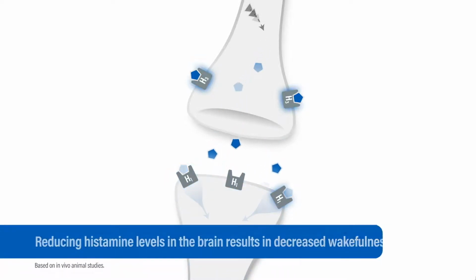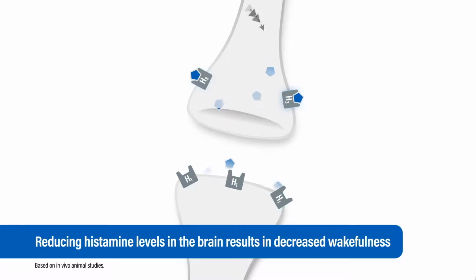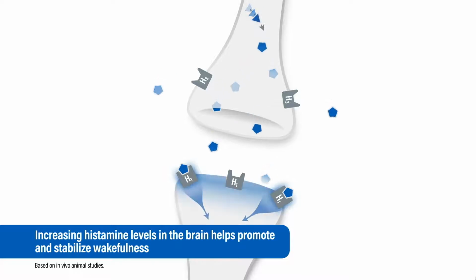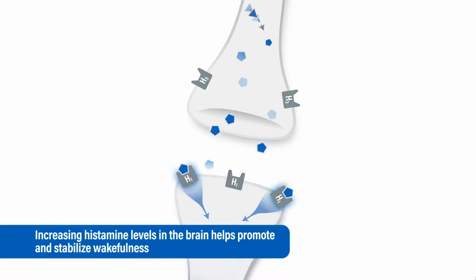The levels of histamine in the brain typically correlate with levels of wakefulness. Reducing histamine levels in the brain results in decreased wakefulness, while increasing histamine in the brain plays an important role in promoting and stabilizing wakefulness.